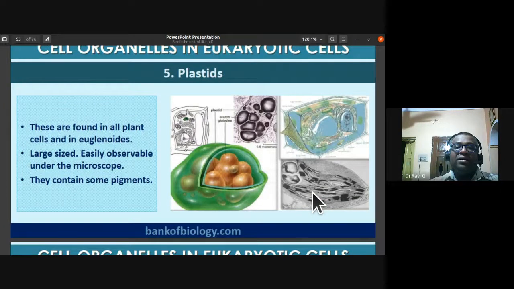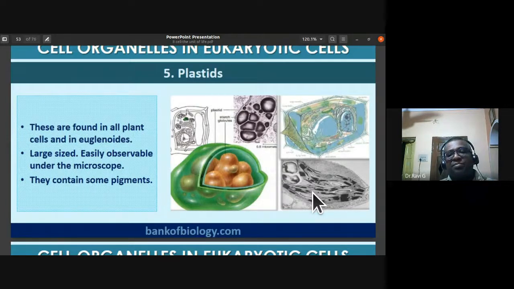Next, the plastids. These are found in all the plant cells and euglenoids, euglena. They are large sized. Don't get confused between plastid and plasmid. Plasmid is extranuclear self-replicating circular DNA. What we are discussing is plastids. They are large sized and observable under the microscope.